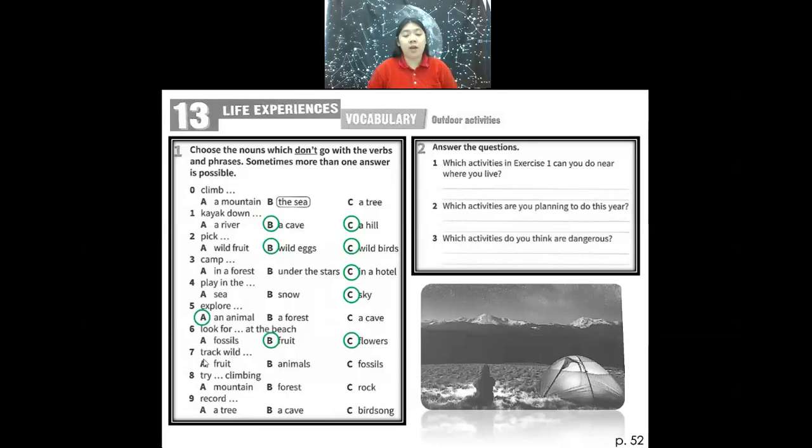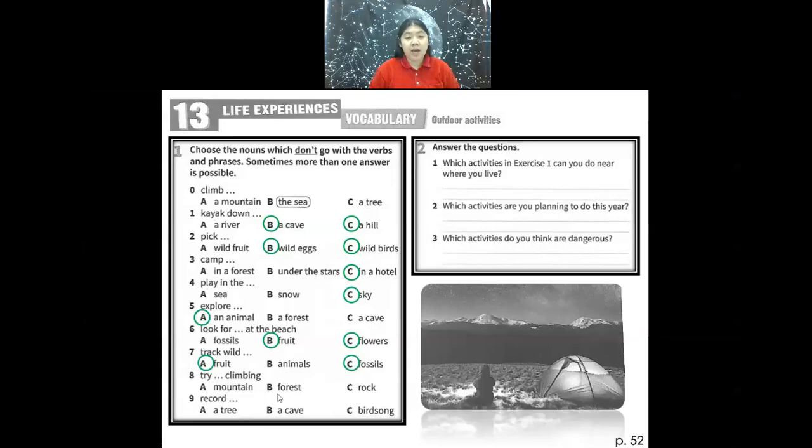Number seven, okay, what can you track? Can you track wild fruit, wild animals, or fossils? So definitely you can't track fruit. Fruits do not move on the ground, okay? And fossils are remains of dead animals, so they can't move also, right? When we track something, we follow them, okay? So definitely we can track wild animals, find their footprints on the ground, and follow them.